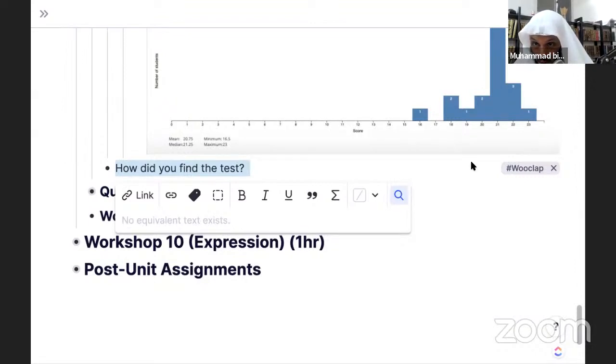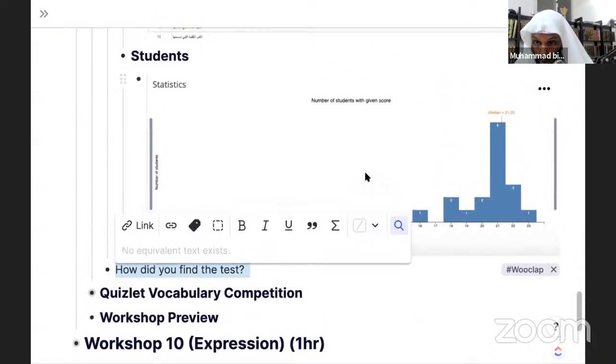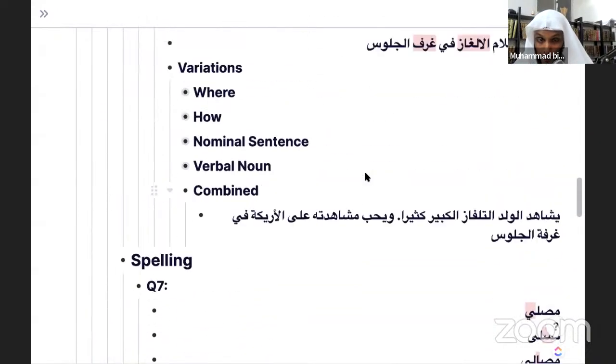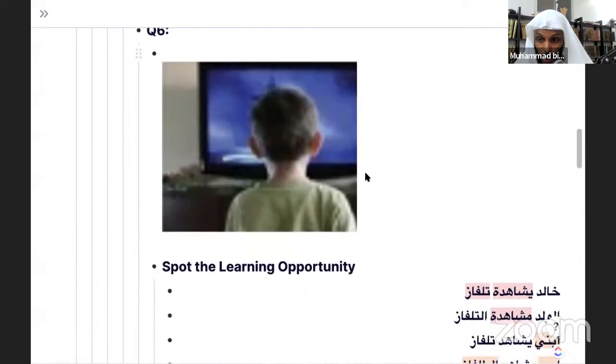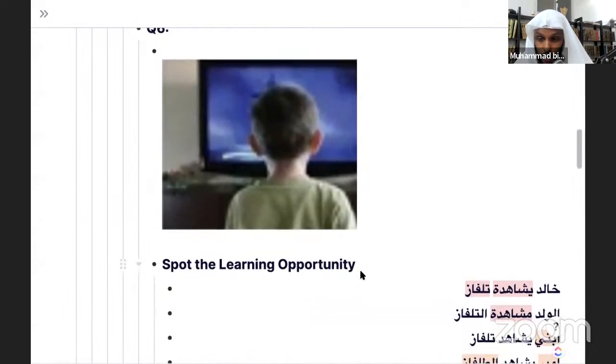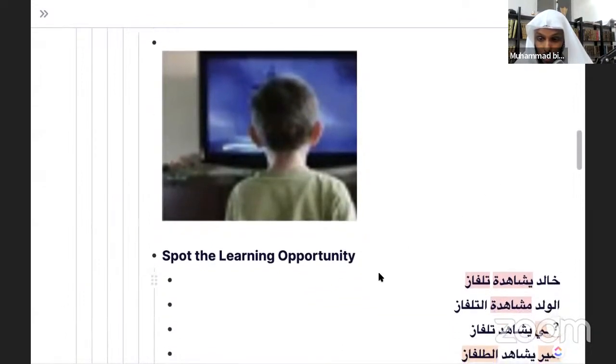I didn't understand why the second one was wrong. Is there a different way to say the boy is watching TV? Alright, the second one. الولد مشاهدة التلفاز. Well, you can't say الولد مشاهدة. You can't.